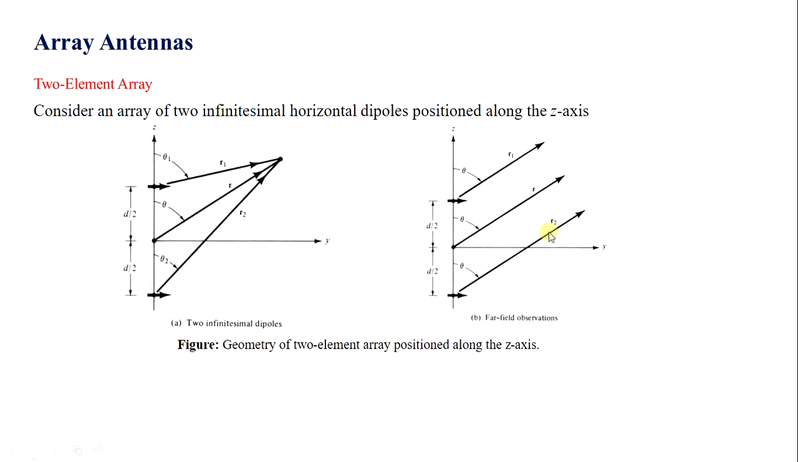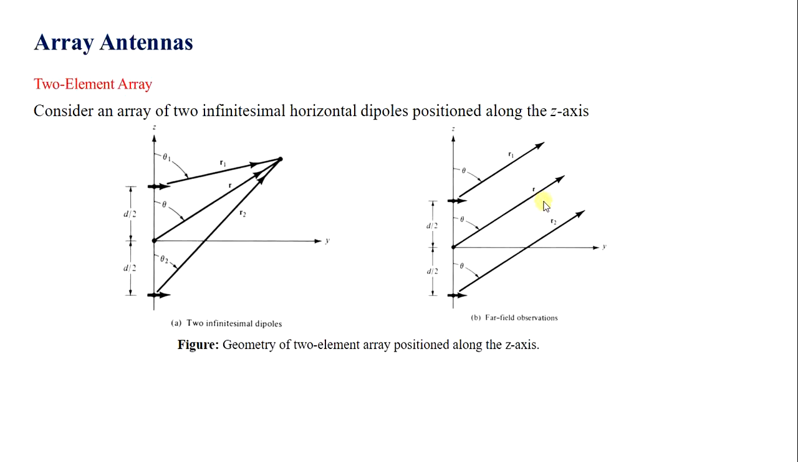Now you can see the far field geometry shown over here. In the far field observation, we know that R1 and R2 become equal to R. So we have to find the far field radiations. As the distance is very large, the field will be constant as far as the amplitude is concerned, but only the phase will be different.